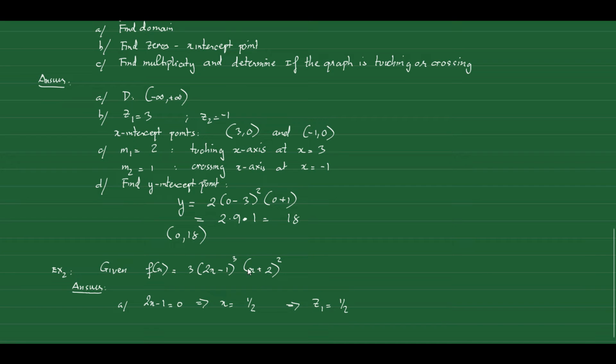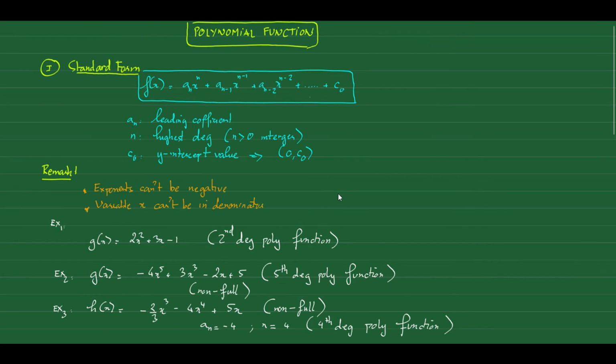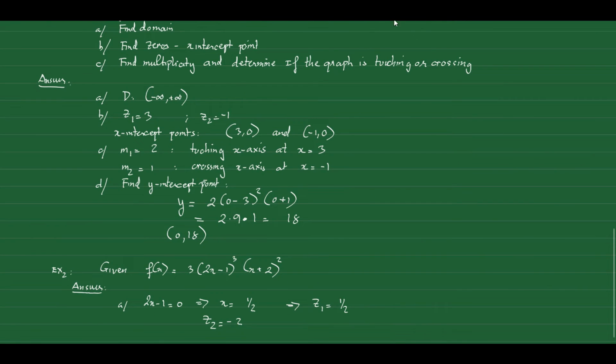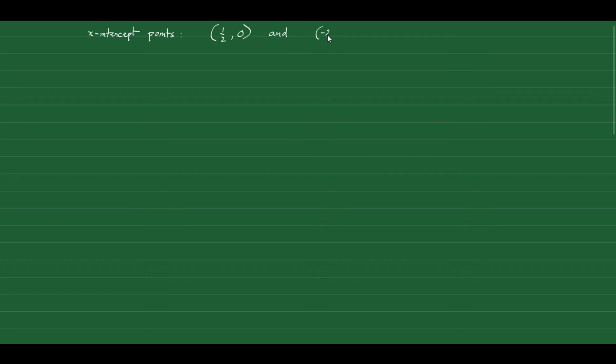And z2 is easy. Because there's nothing in front of x, z2 is still -2. So with z1 and z2, we can find the x-intercept points easily. The x-intercept points will be (1/2, 0) and (-2, 0). There you go, so that's the x-intercept points. Now we can find the y-intercept point over here if you want it.